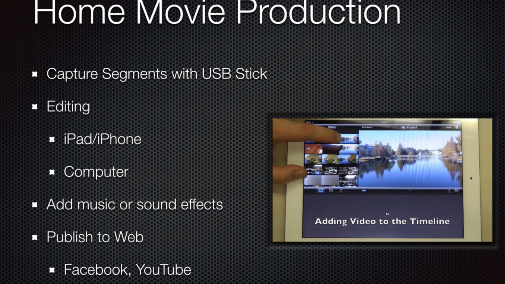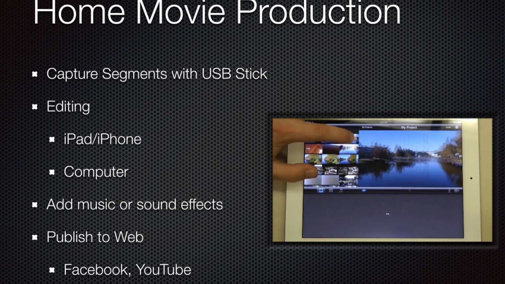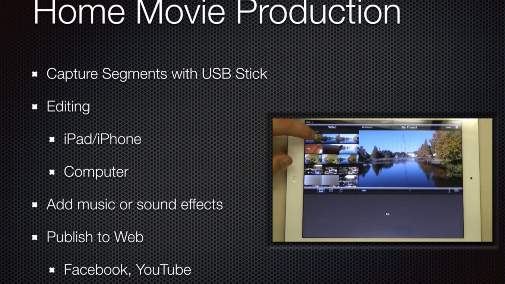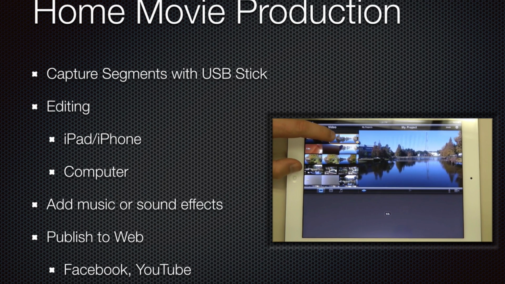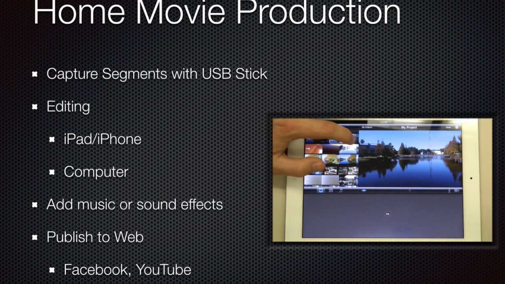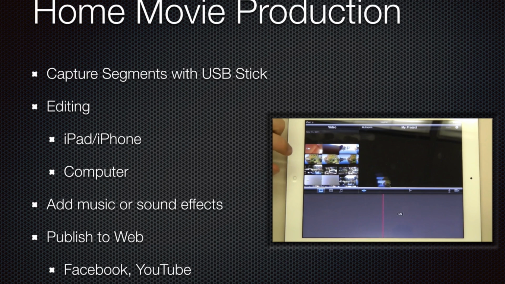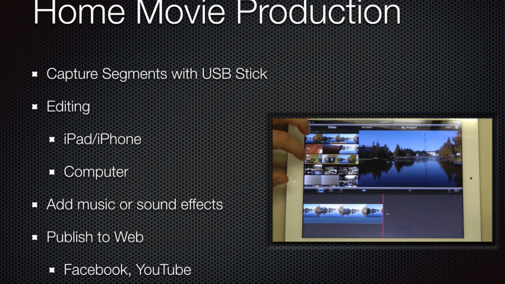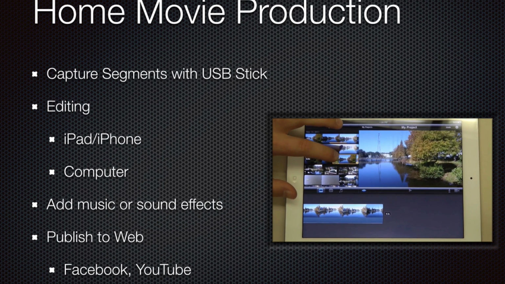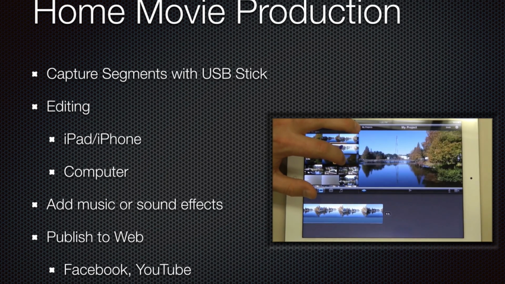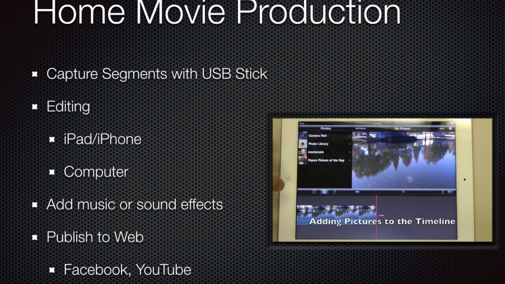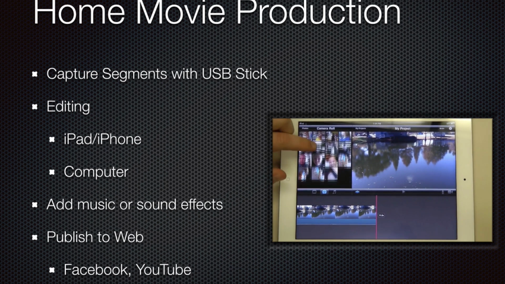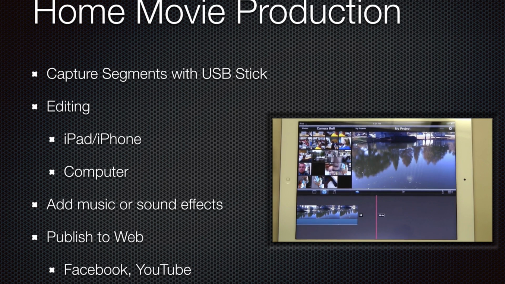So in home movie production, this is where you want to take your videos and do something with them. You either capture them on the USB stick and then copy them back over or stream them. You can do your editing on your iPad or even your iPhone, on your computer, add music and sound effects, and then publish them very easily to Facebook and YouTube. And here we can see in this video that the user is trimming down some movie files, and then they'll add some stills, and then I believe they'll add some audio to overlap everything, which is basically what we did.